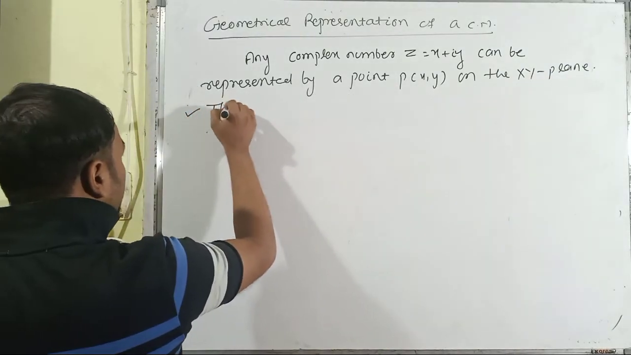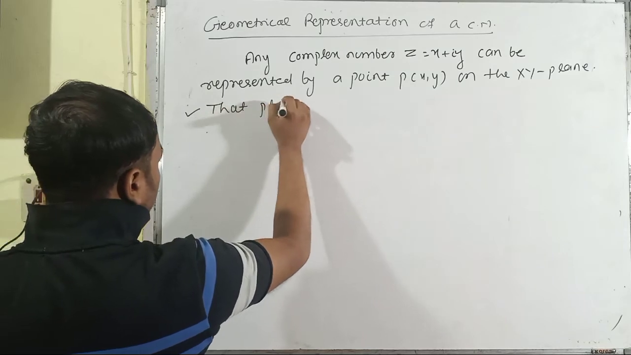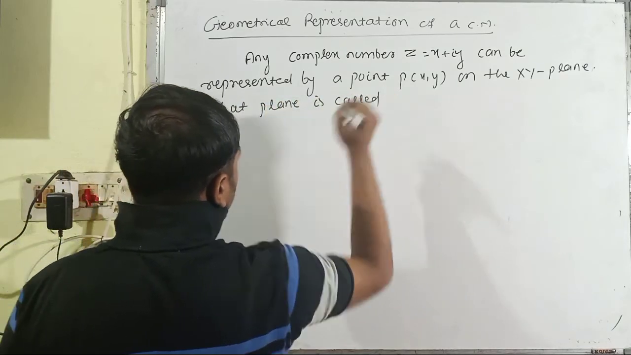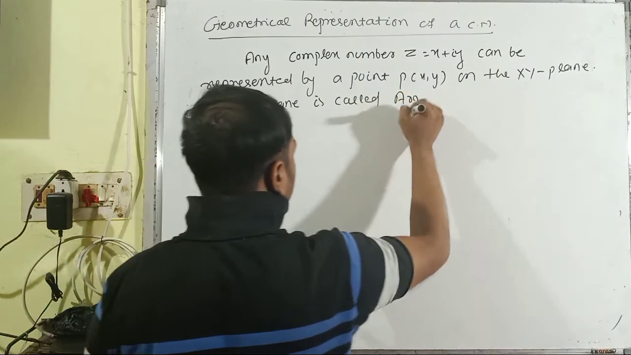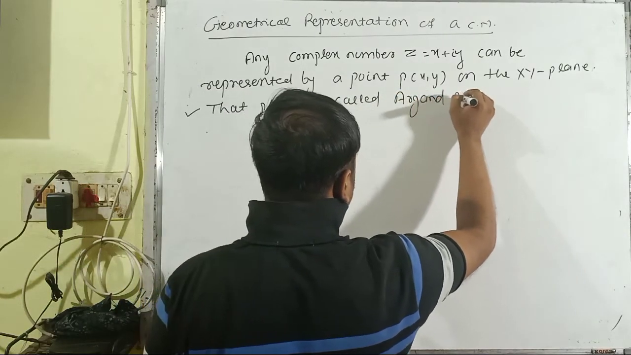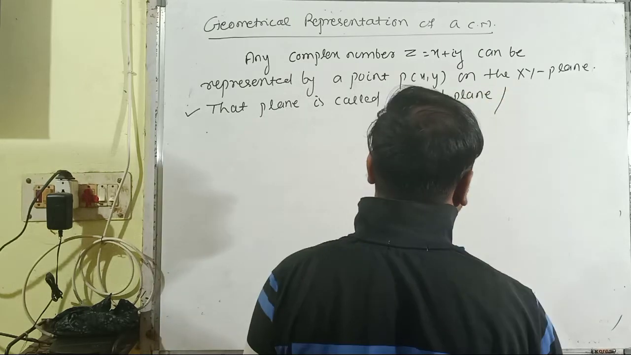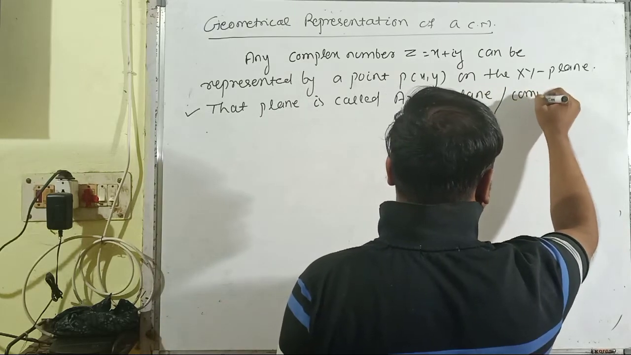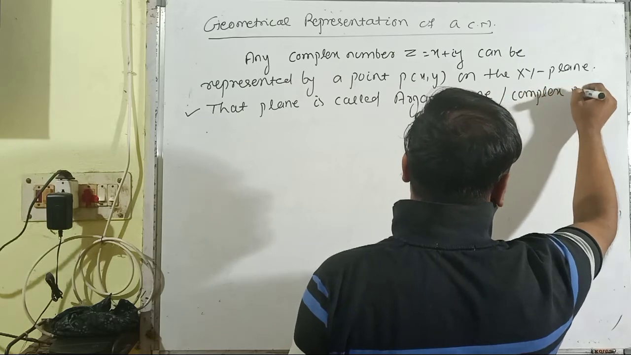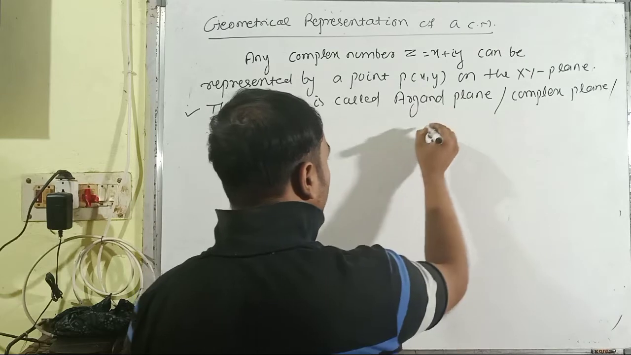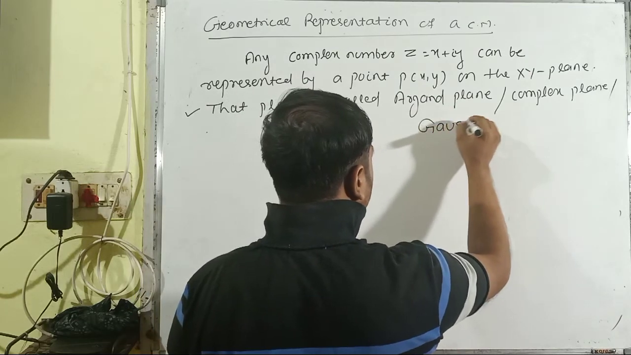and that plane is called the Argand plane, or you can say this is the complex plane, or also you can write it as a Gaussian plane.